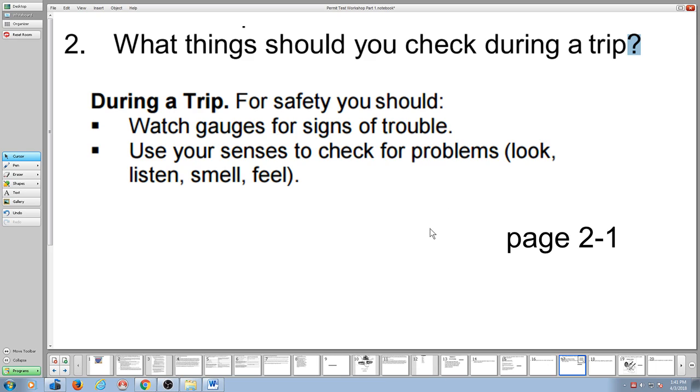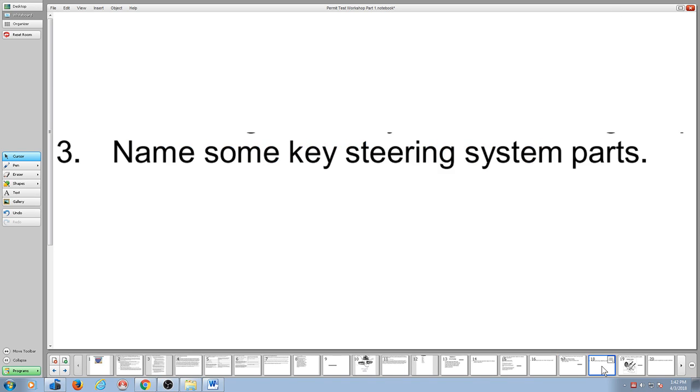You'd want to listen for air leaks, any sort of rumbles that don't sound right. It's pretty obvious if something's going wrong in these trucks. But yeah, watch for signs on the gauges and stuff like that. It's a good way to let you know what's going on with your vehicle.